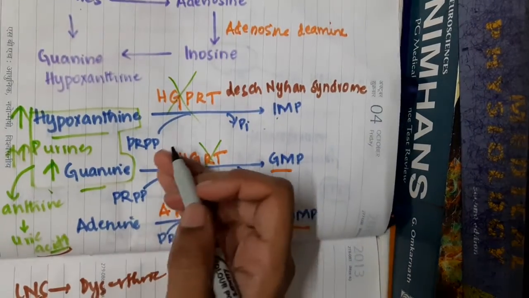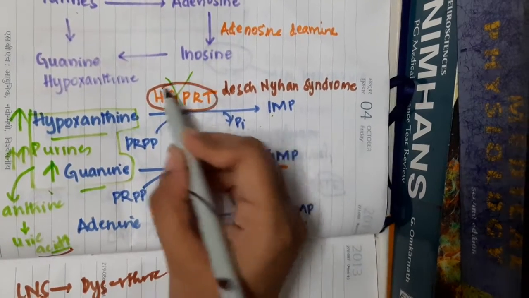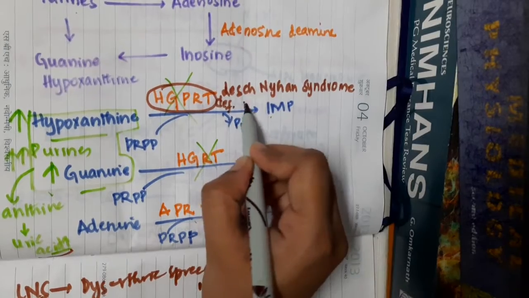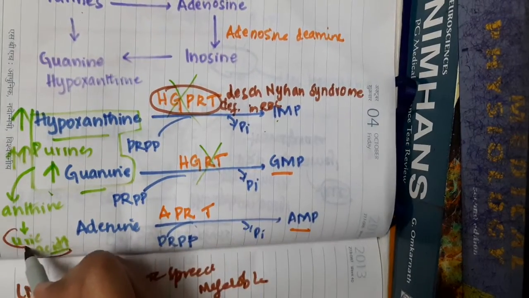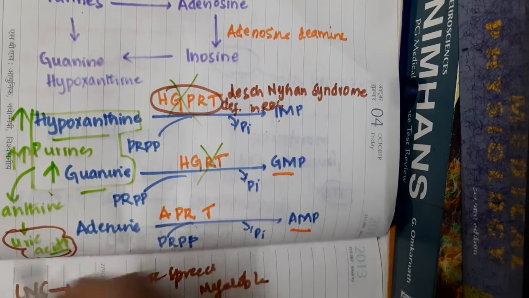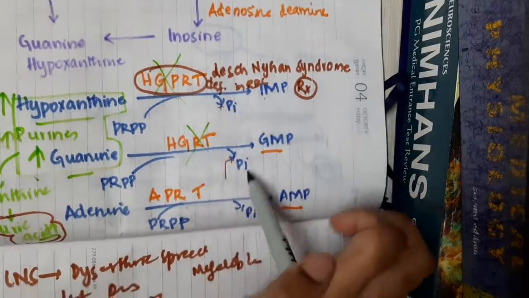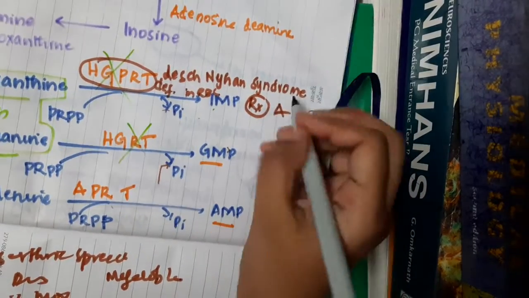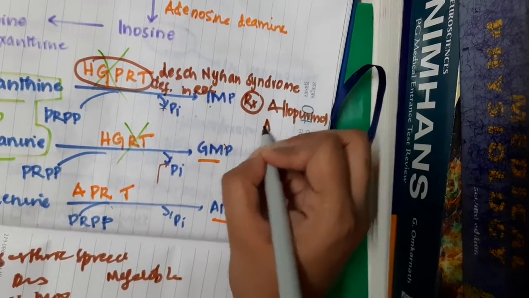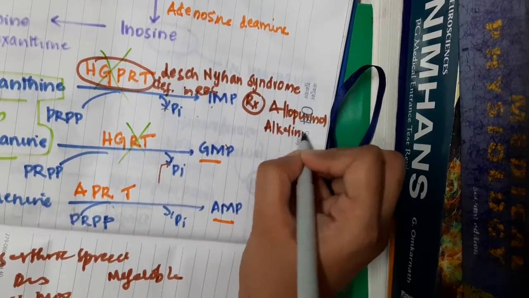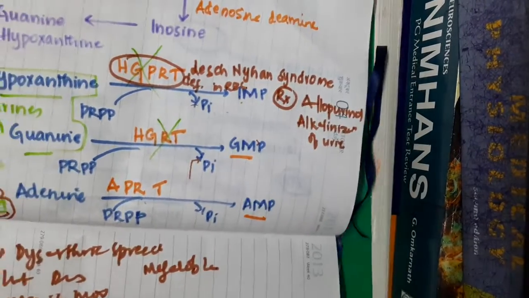Now, how are you going to diagnose it? Diagnosis is by finding the deficiency of these enzymes in RBC. So this is the best diagnosis, but you can also suspect it with uric acid. Okay, how are you going to treat it? Treatment is you can give allopurinol. Allopurinol will reduce the uric acid which is increased, and you can do alkalinization of urine. This is also to reduce the uric acid, right?